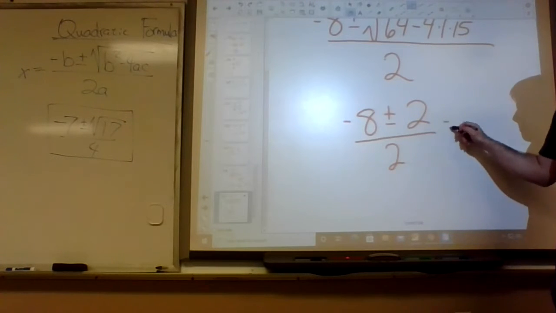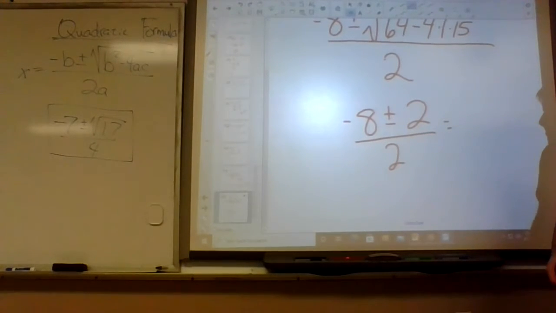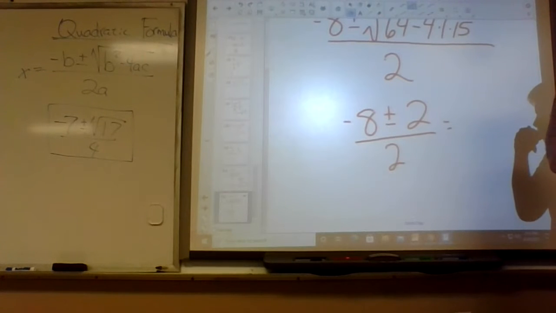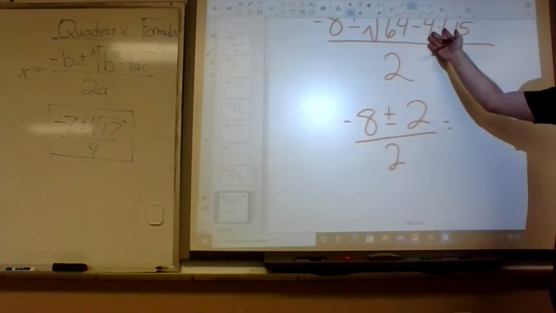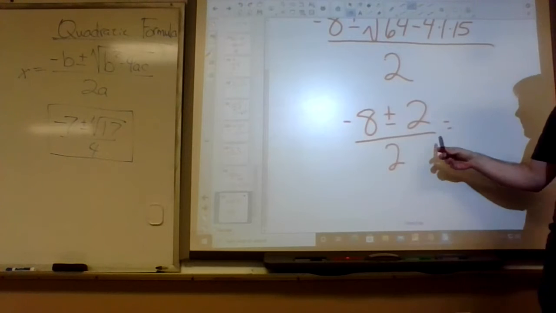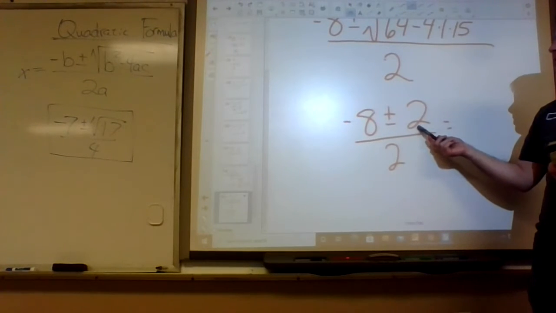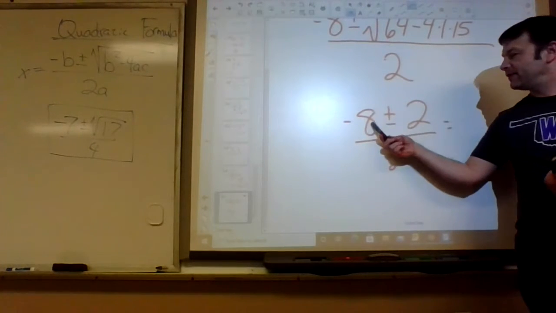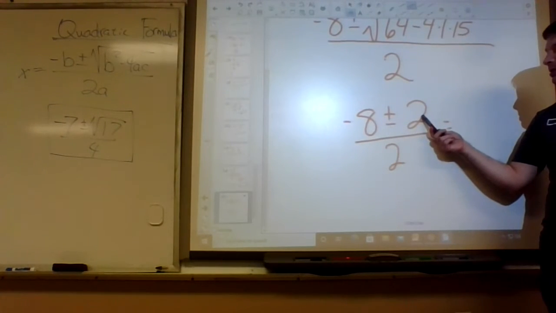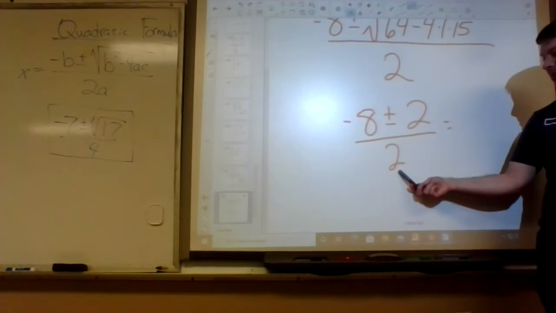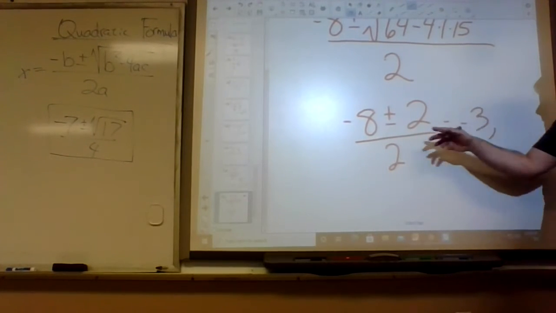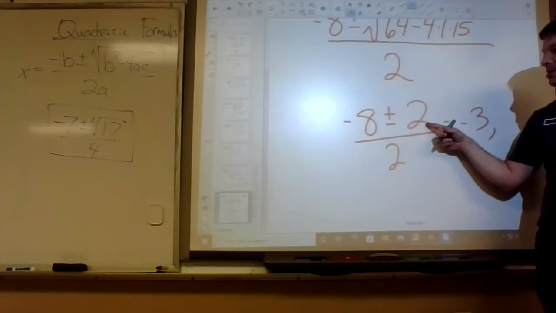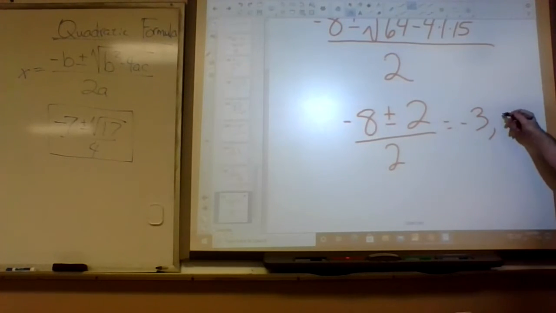Hey, Mr. Jordan, if we wrote the last part like negative 8 plus 2 or minus 2 over 2, would you count that as showing your work? This is the important part up here. You don't have to show every single step, but I need to see something. Okay, negative 8 plus 2 is negative 6, divided by 2. Negative 8 minus 2, divided by 2.